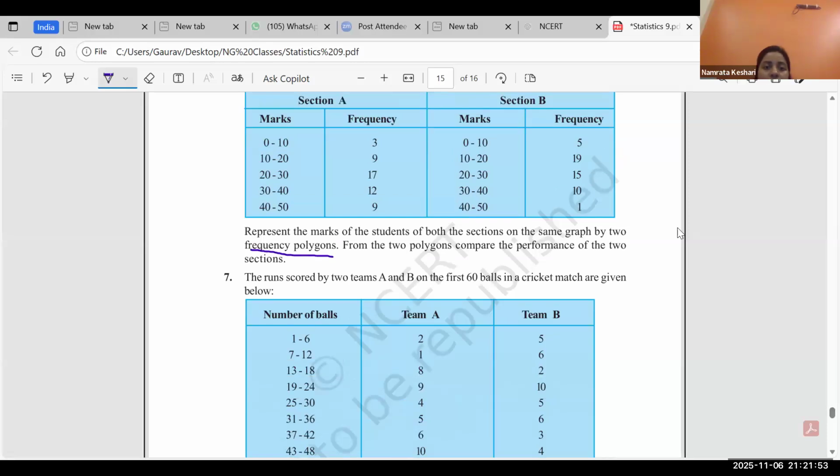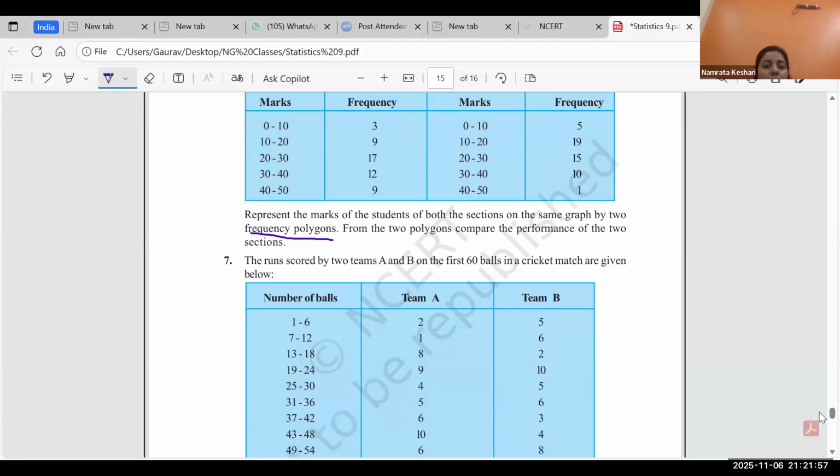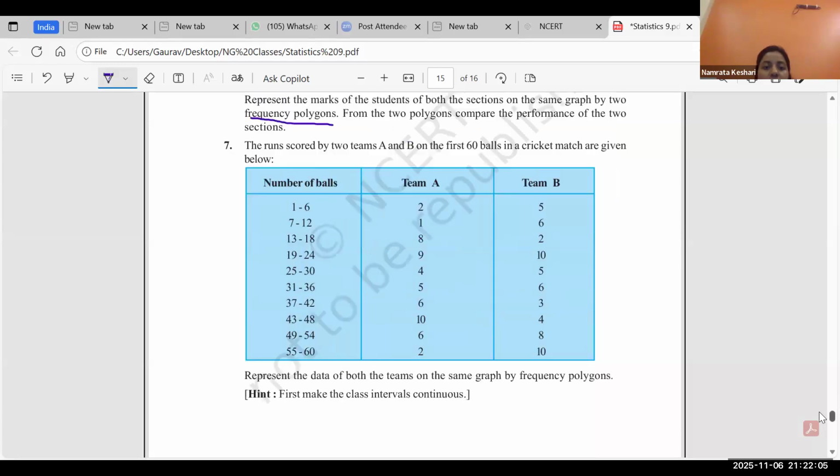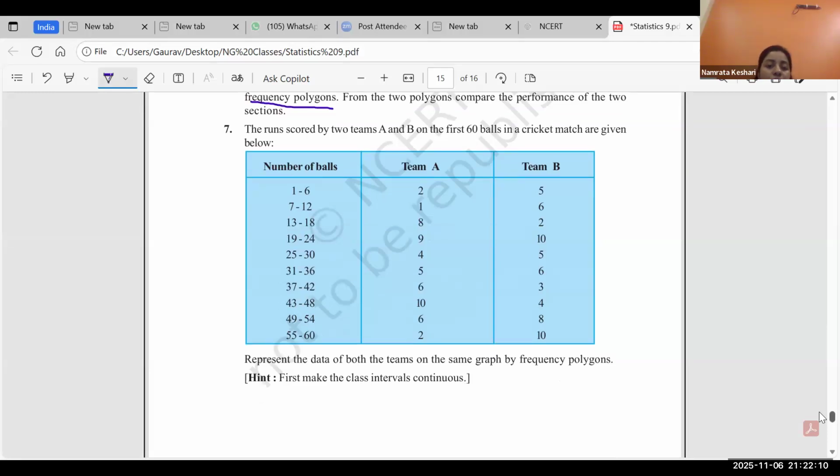So we are done with this one. Okay. Now question number 7. The runs scored by A and B on 60 balls in a cricket match are given. There are two teams, team A and team B. Represent the data of both the teams on the same graph by frequency polygon.